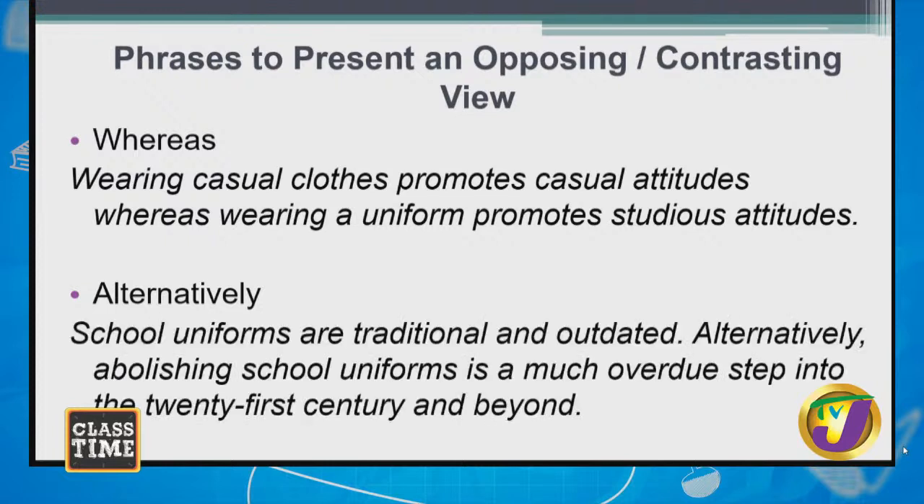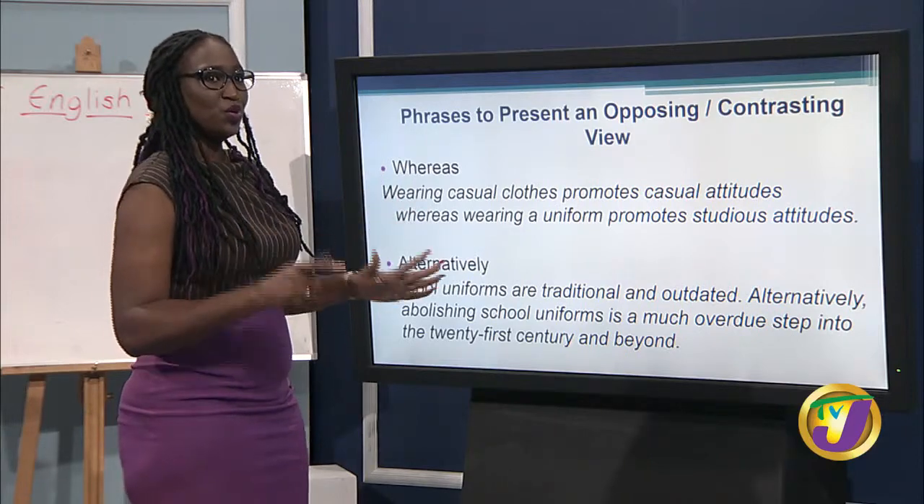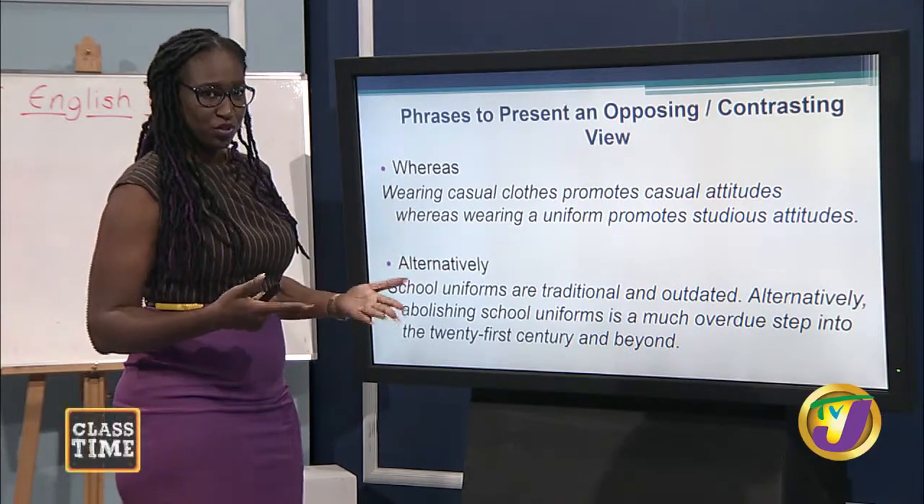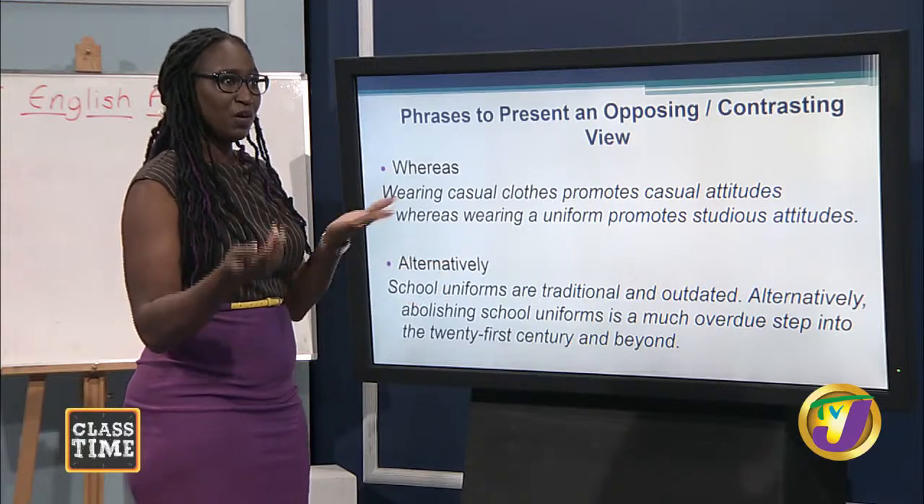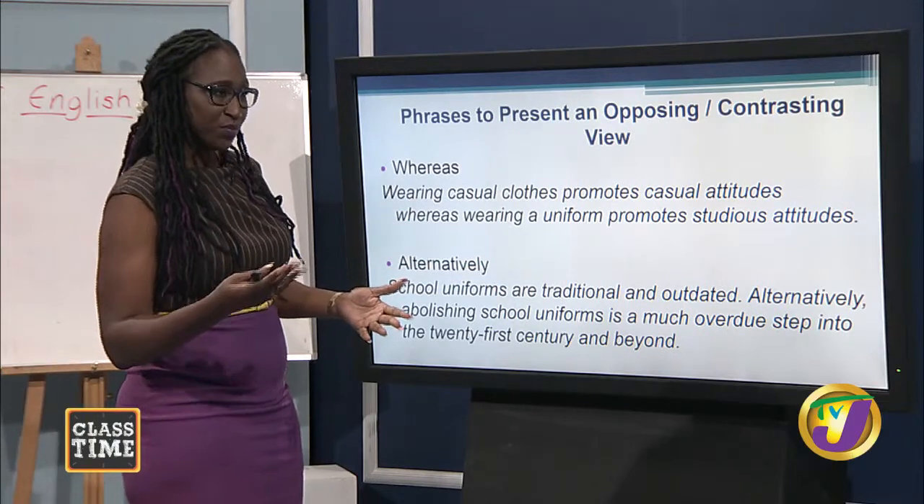For alternatively now, school uniforms are traditional and outdated. Alternatively, abolishing school uniforms is a much overdue step into the 21st century and beyond. So you have brought these two views now. You have shown that on the one hand, one idea is traditional, yes, but it is outdated. But on the other hand, alternatively, doing away with the idea will now bring you forward into the present and the future. So you're showing a contrast between the views of the past and the views of the present.